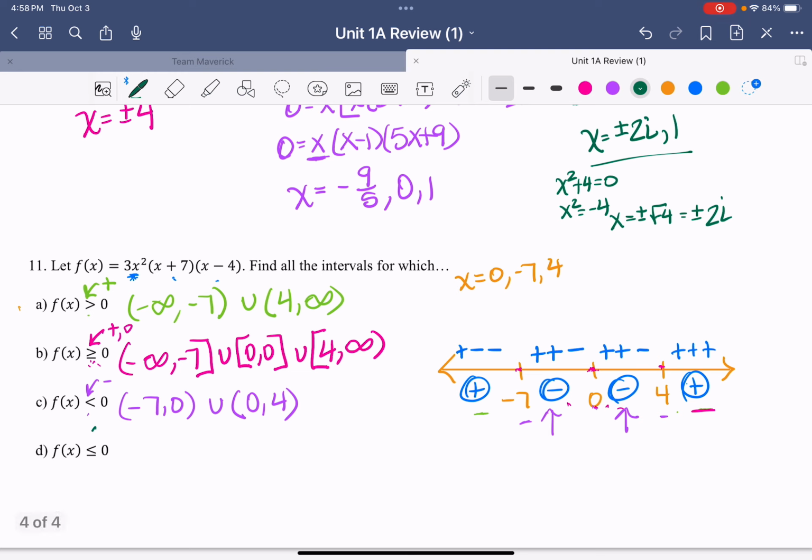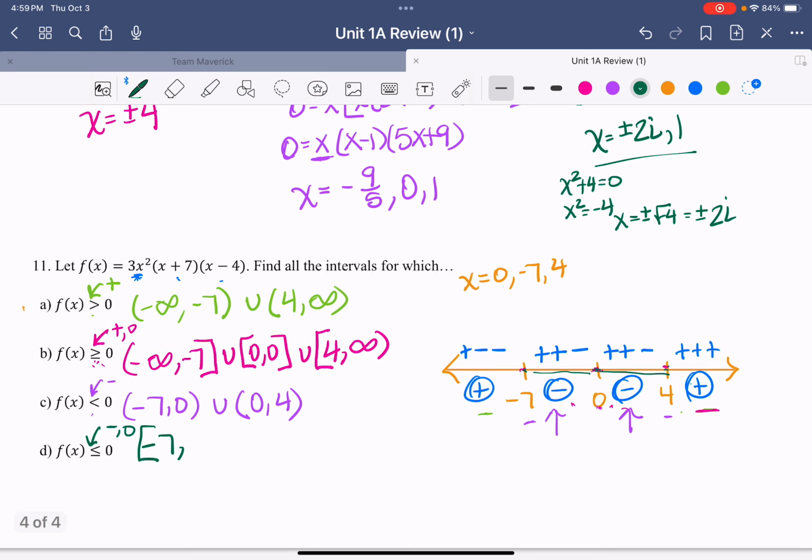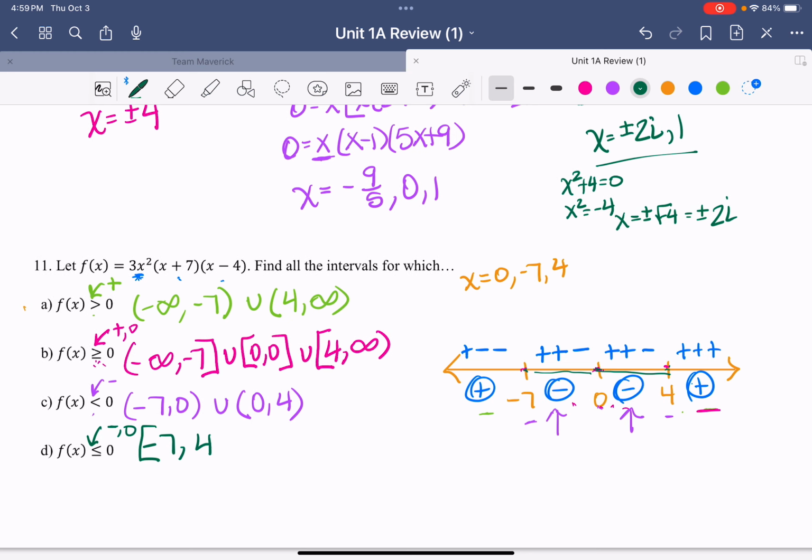Then this means I want it to be negative, and I can include 0. So it starts being negative here at negative 7. Then it's negative, that's 0, and then it's negative until you get to 4. We're including the zeros here, so I'm including negative 7, and I get to go straight from negative 7 to 4 because I get to include it. I didn't have to jump over it like I did here.